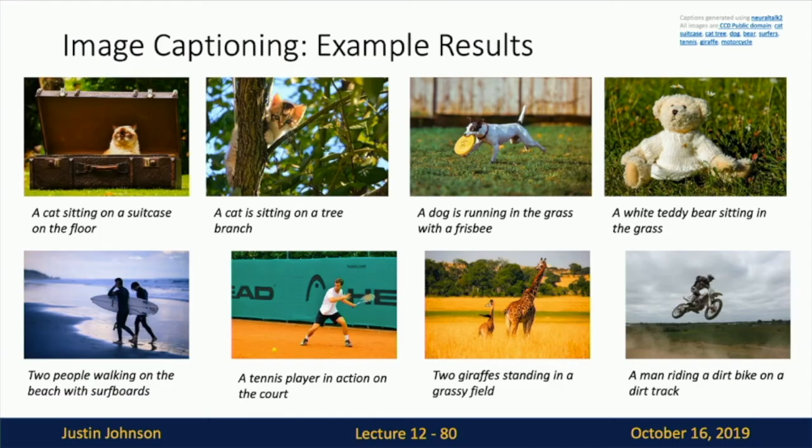Or maybe in the upper right, it says a white teddy bear sitting in the grass. That looks pretty correct. At the bottom, it says 2 people walking on the beach with surfboards, a tennis player in action on the court. So it's giving us these really non-trivial descriptions that seem really exciting.